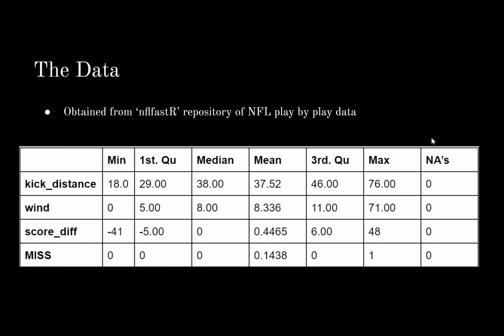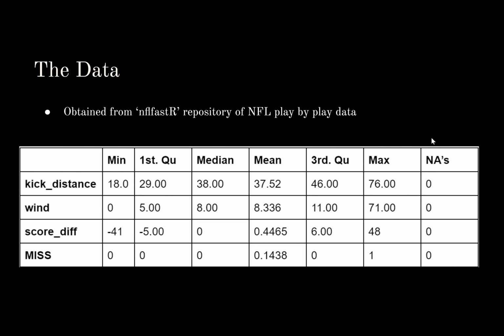13,340 observations. The dependent variable of interest in my study, field goal result, was originally a string variable containing values of made, miss, and blocked. And I recoded this string variable to a binary variable I called miss, which takes a value of 1 if a given kick was missed and 0 if it was made.